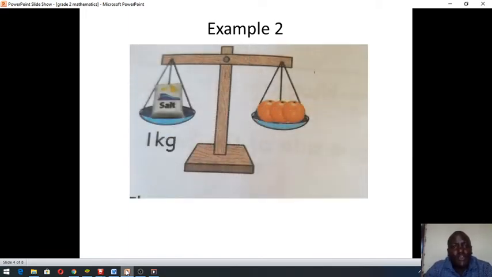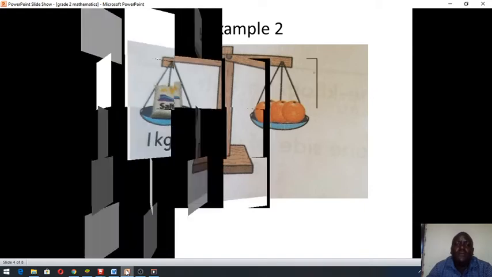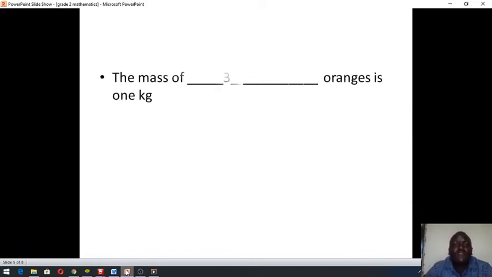You can see the result of 1 kilogram, and we have some oranges on the other side. The two, they are balanced. That means 1 kilo of salt is the same mass as those 3 oranges. So if we are given that statement in sentence form, we say the mass of 3 oranges is equal to 1 kilogram because they are balanced.